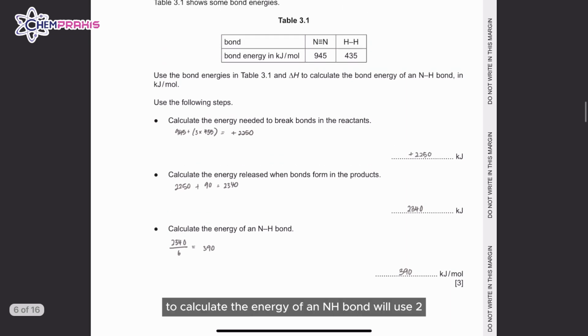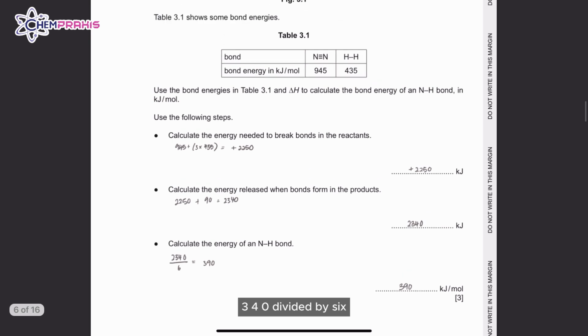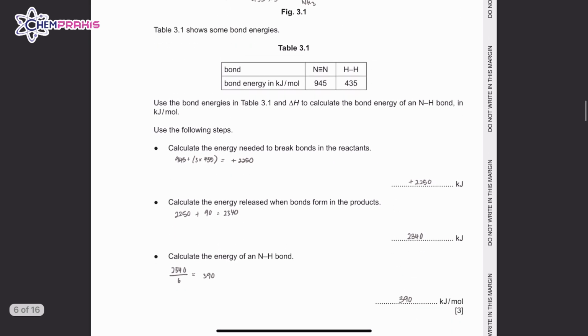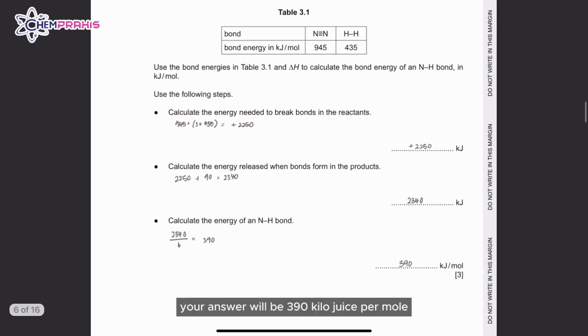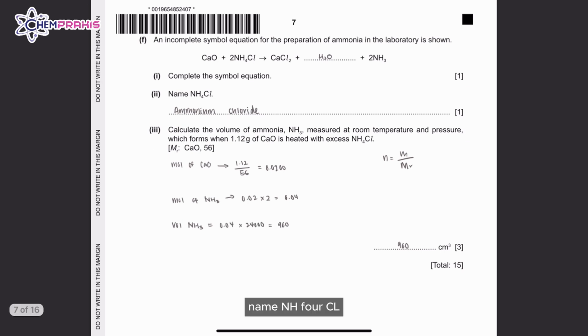And lastly, to calculate the energy of an N-H bond, we'll use 2340 divided by 6. Your answer will be 390 kilojoules per mole. An incomplete symbol equation for the preparation of ammonia in the lab is shown. Your symbol equation should look like this. Name NH4Cl.